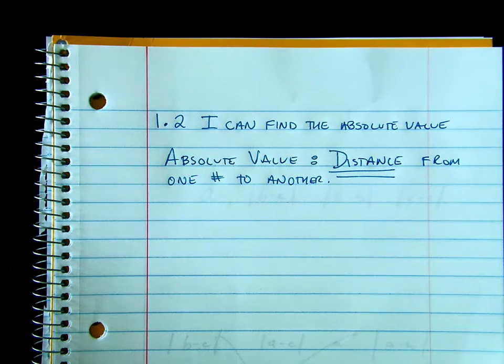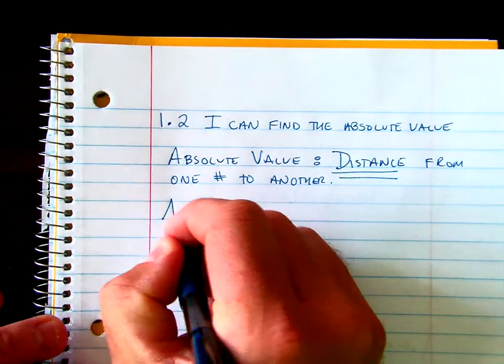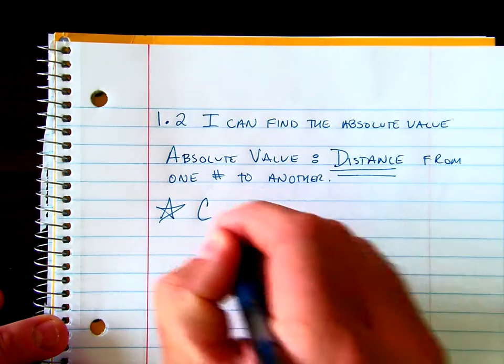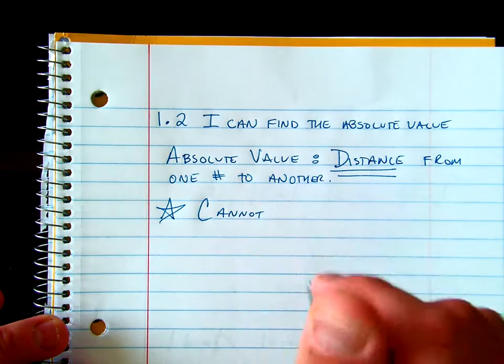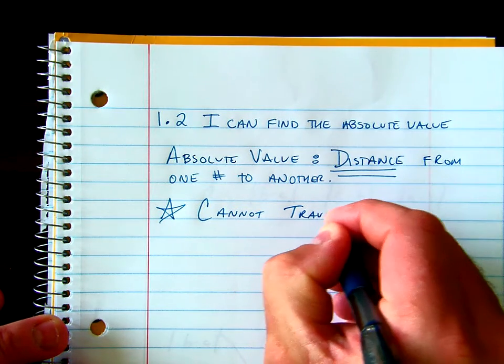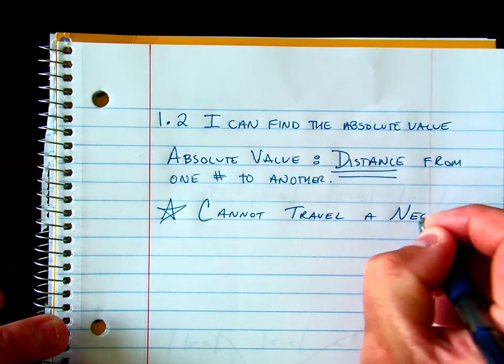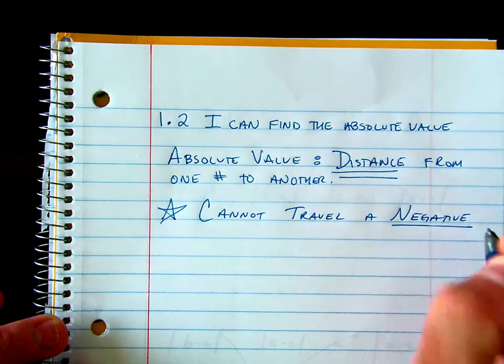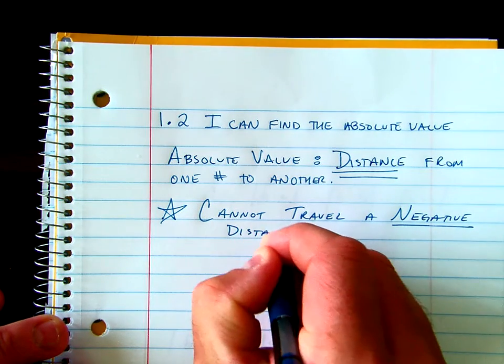Sometimes you'll be finding the distance from 0 to 8, from 0 to negative 8. Sometimes you'll be finding the distance from 8 to negative 4. Sometimes you'll be asked to find the distance from negative 2 to negative 10. So it doesn't have to be the distance from 0. When we talk about distance, remember, you are not allowed to travel a negative distance. You cannot travel a negative distance.